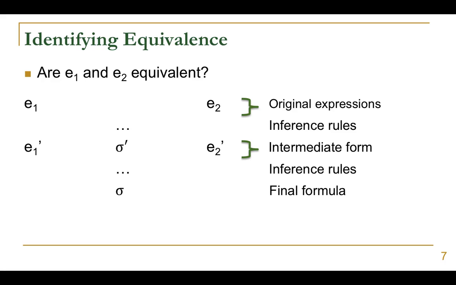If sigma is valid, then it will mean that E1 and E2 are indeed equivalent, and so we can place them into the same bucket. But if the evaluation failed to reach a final formula sigma, or if sigma turned out to not be valid, then E1 and E2 won't be placed into the same bucket.